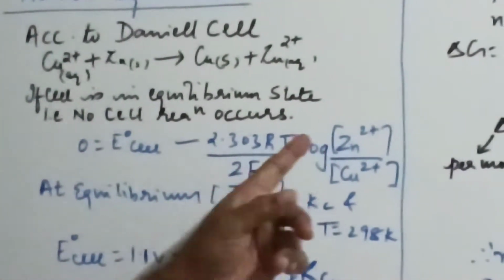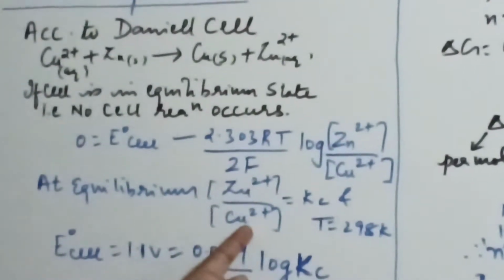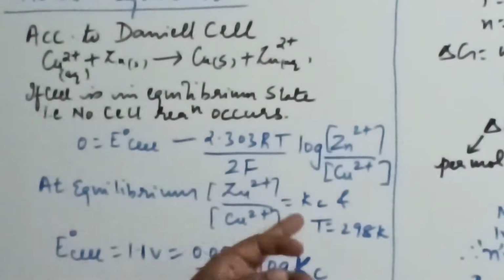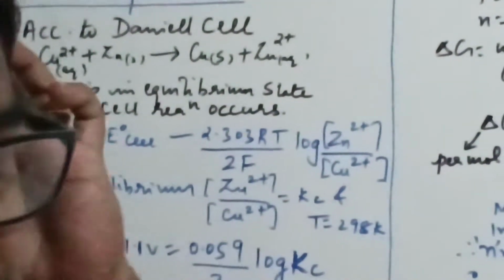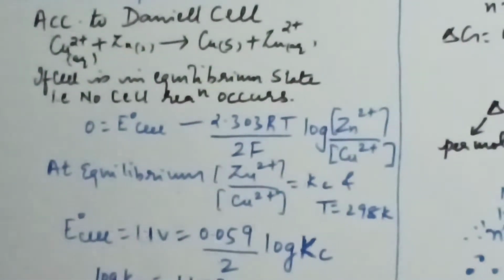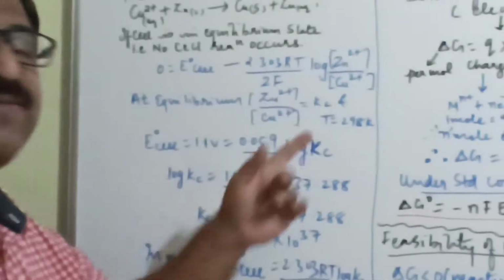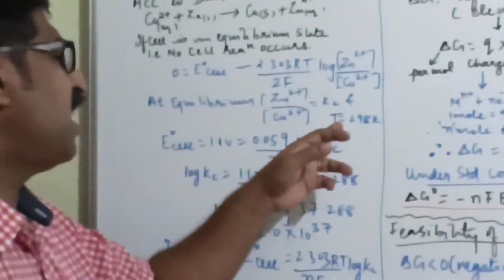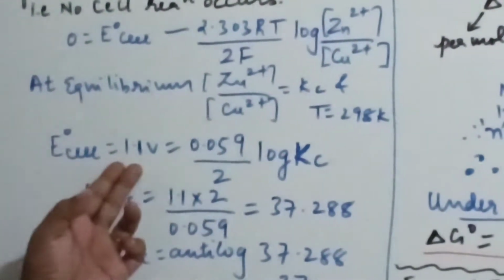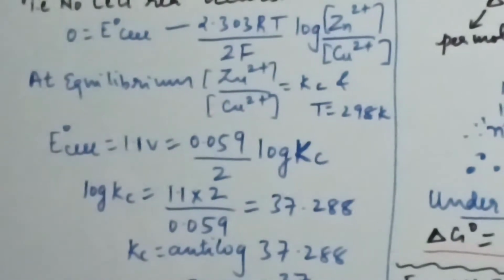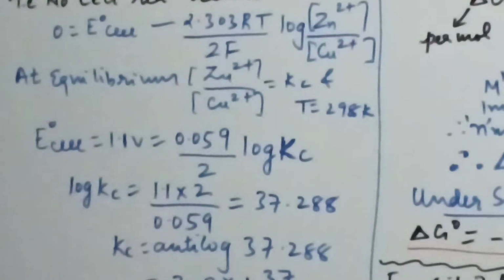Now at equilibrium, the ratio of zinc 2+ ion concentration divided by copper 2+ ion concentration will be nothing but equal to equilibrium constant Kc, because when you are dealing with the concentration of ions, you will have Kc. If you are dealing with the concentration of gases, at that time this Kc will become Kp. Remember that. Naturally the temperature is 298 K. Now E° cell will be equal to 1.1 volt. Already we had calculated that time. If you remember, E° cell for the zinc and copper cell is normally 1.1 volt.